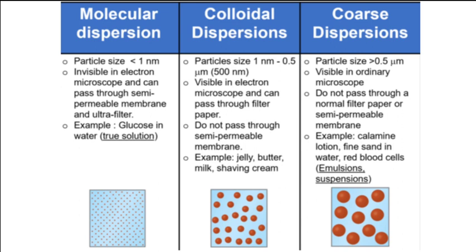The example of molecular dispersion is glucose in water, which means a true solution. Examples of colloidal dispersion: jelly, butter, milk, shaving cream. Examples of coarse dispersion: emulsion, fine sand in water, red blood cells.